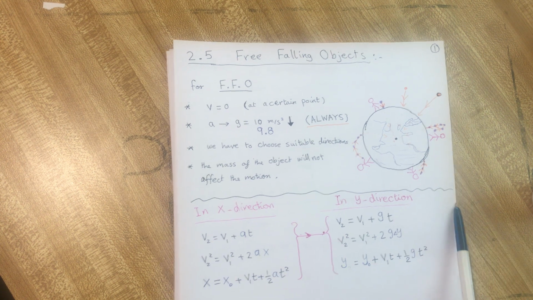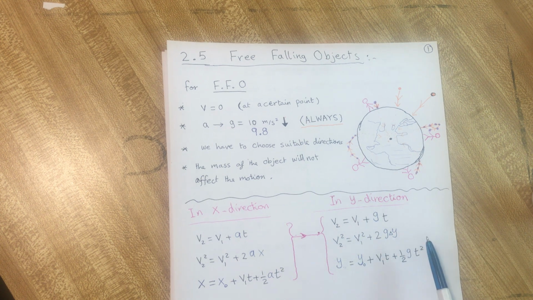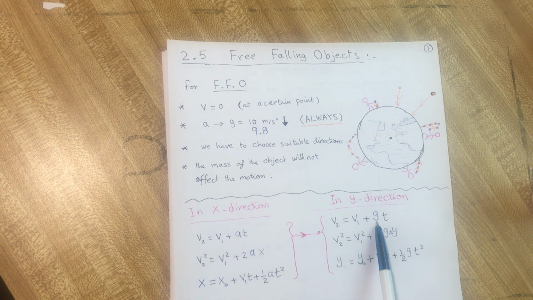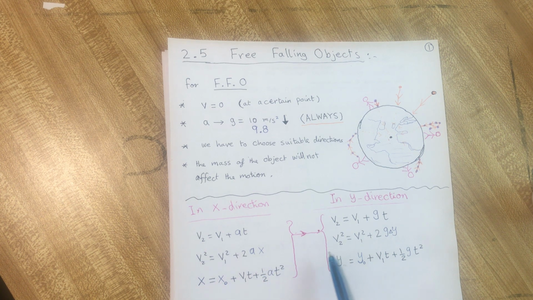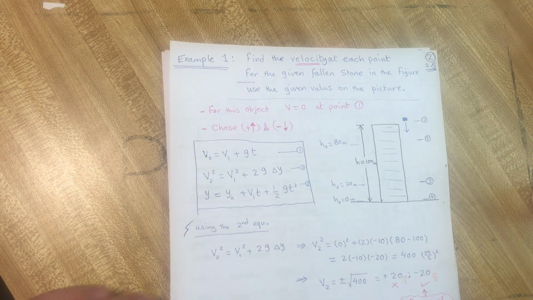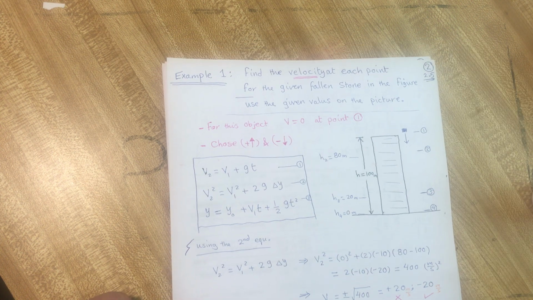But we will take these equations in the y direction. We will exchange a by g, and delta x by delta y. The time is the same, and the x in the horizontal direction will be y in the vertical direction, okay. Let us look at the first example.